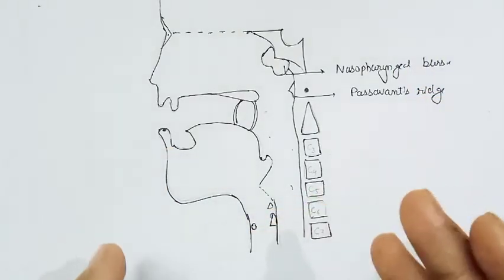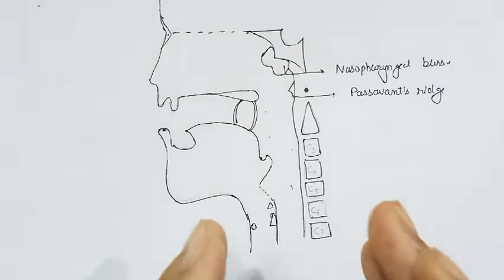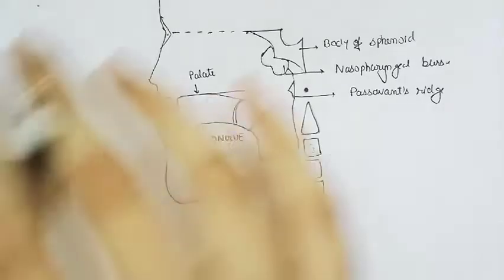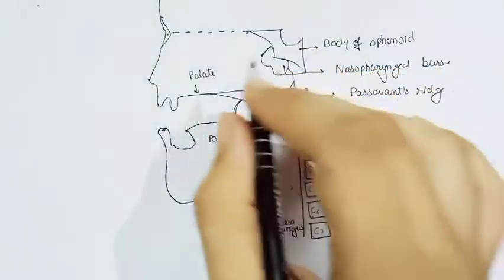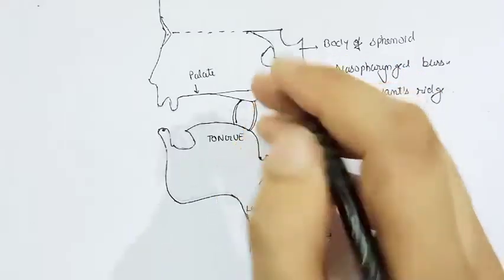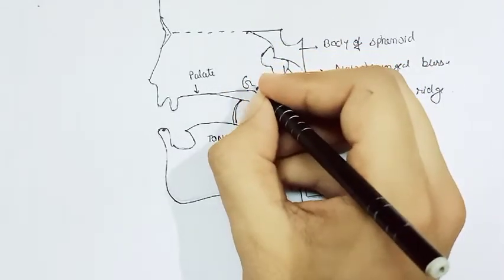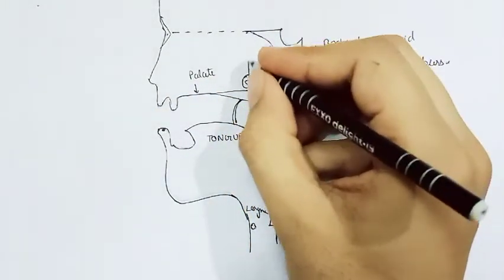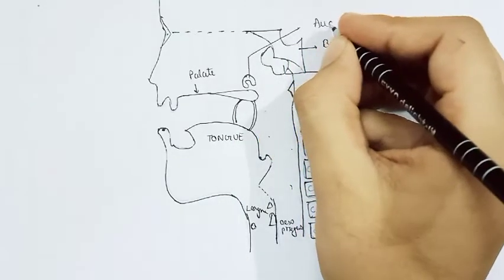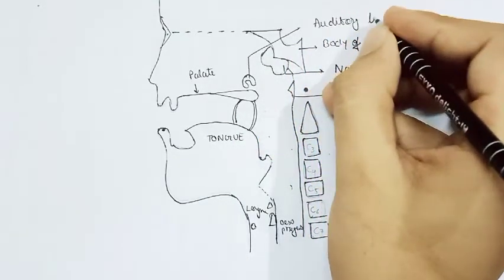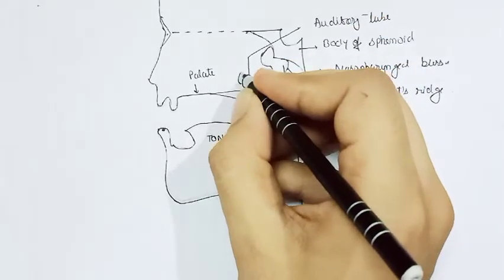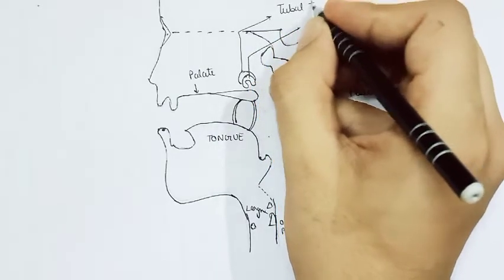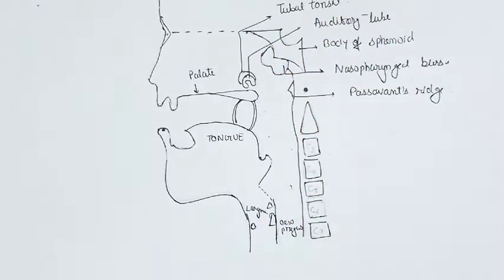So I will label them all. By that time, you also pause the video and try to label the structures that I have told. So I have labeled some of the structures that I told you. Here is one more labeling that you should know. Above the palate we have a tubal opening, which is the opening of the auditory tube. So here is the auditory tube. And near the auditory tube we have the tubal tonsil. So I think you are quite aware of the diagram.